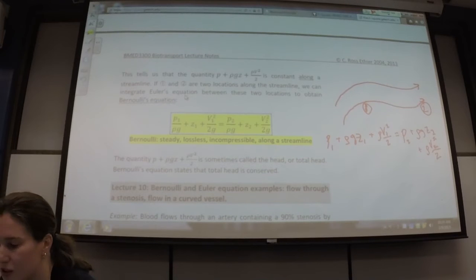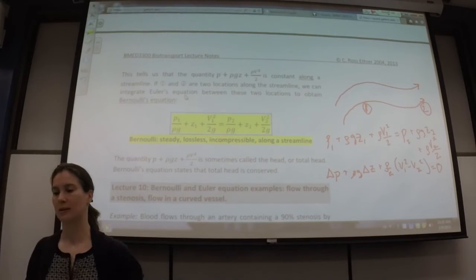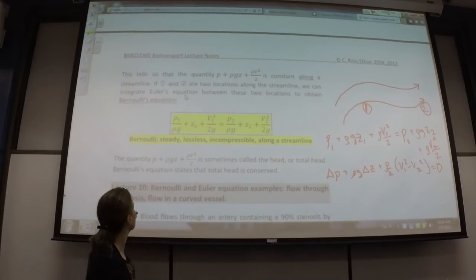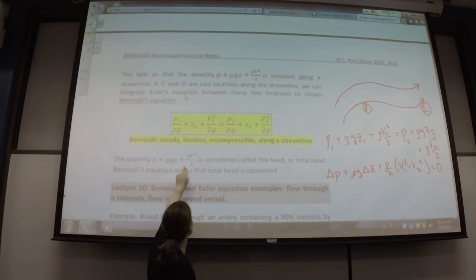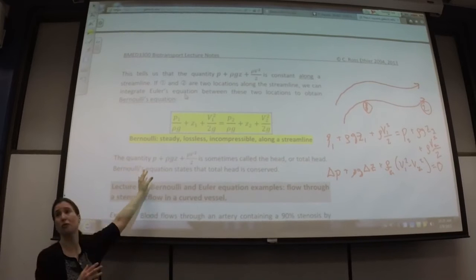And in fact, if you take this further, you could write this as some kind of delta P plus rho G delta Z plus rho over 2 times V1 squared minus V2 squared equals 0. Okay, so if you think about it this way, then essentially he's rewritten it here as the head or total head of the fluid.